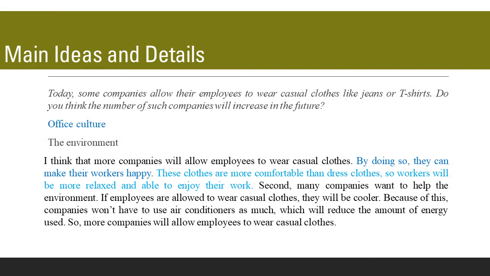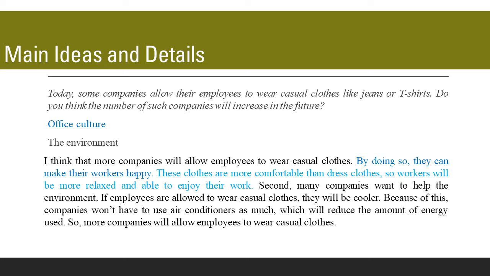After we decided that we were going to say yes, we were looking for 2 supporting points, and you'll see them here between the question and the actual answer. The 2 points we were choosing were, the first one is office culture, the second one is the environment. Okay, so let's look at this first one, the office culture.